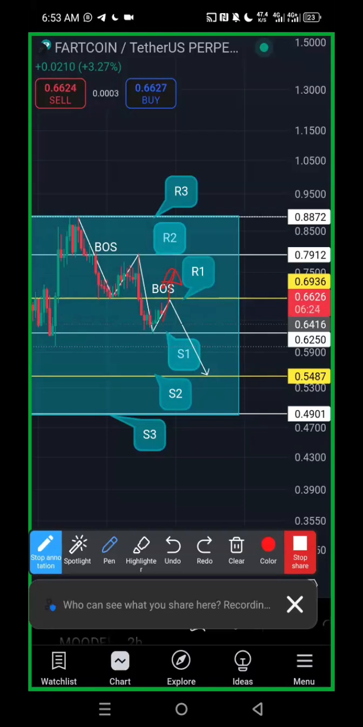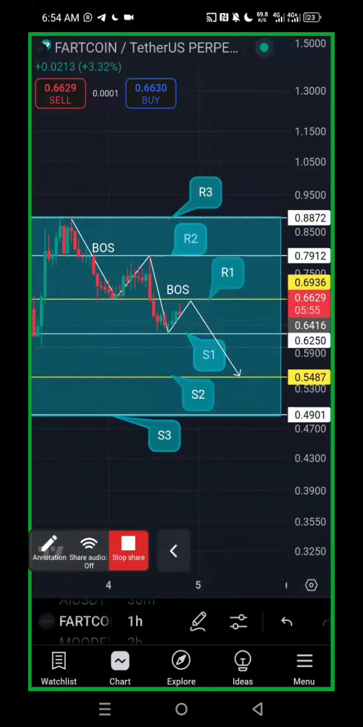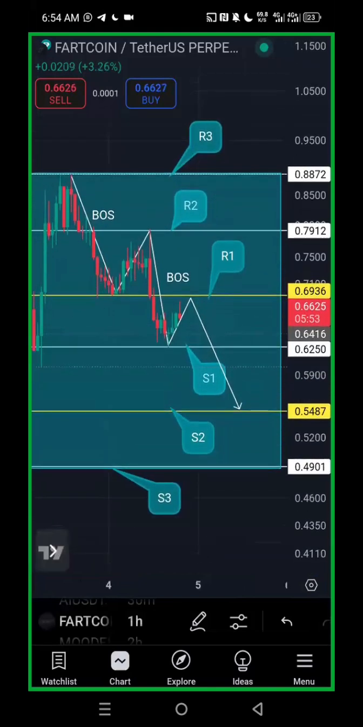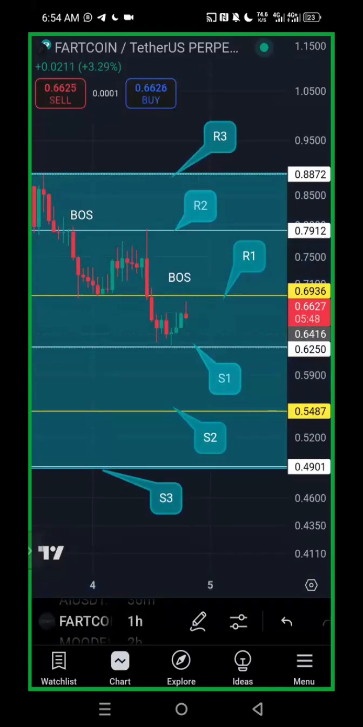Now, what you're supposed to do is you're going to sit and wait. You will surely wait and see if the price drops to S1, and you see a successful support. A successful support is this kind of support where you see a candle forms and opens and closes above the same support. You see?